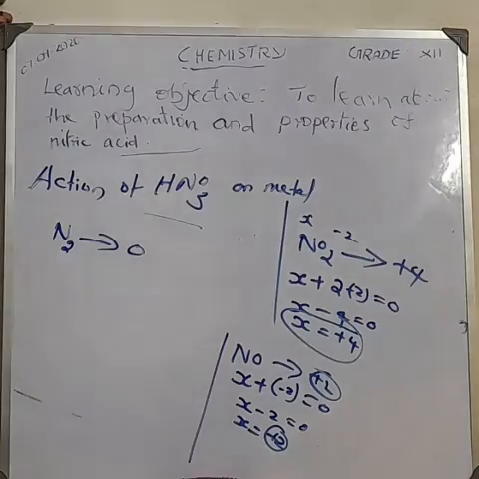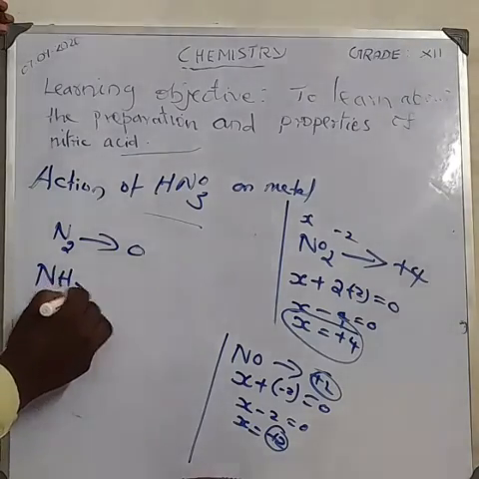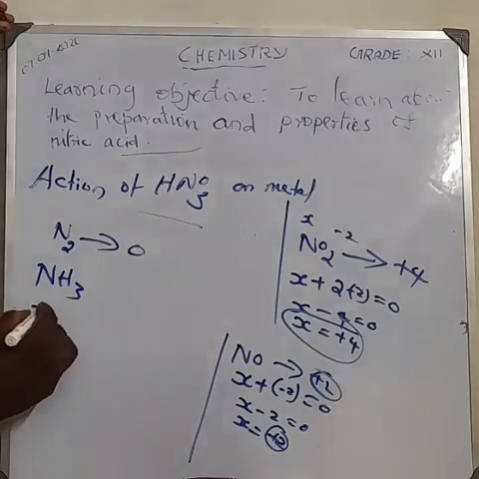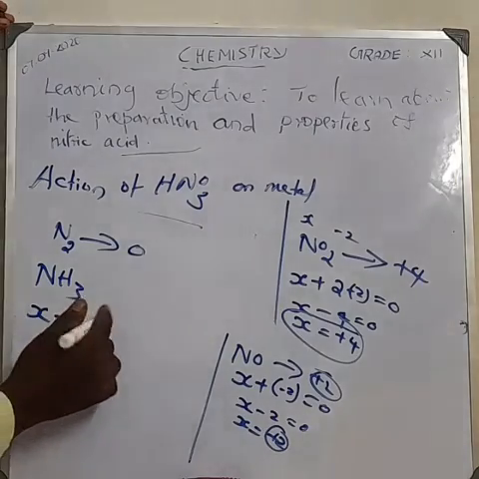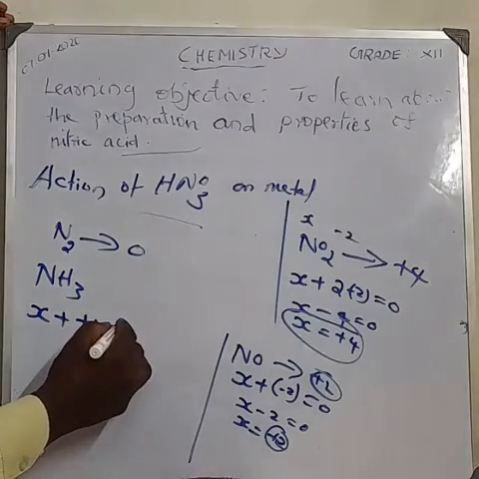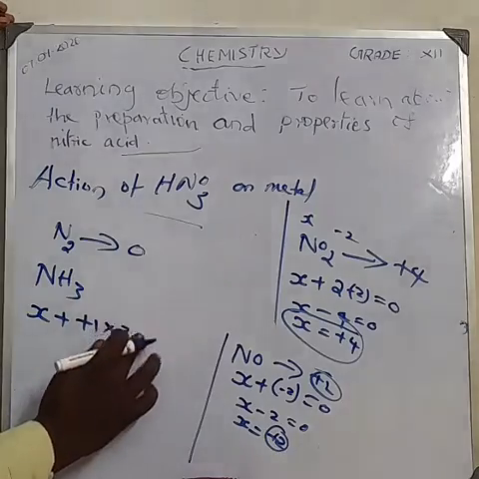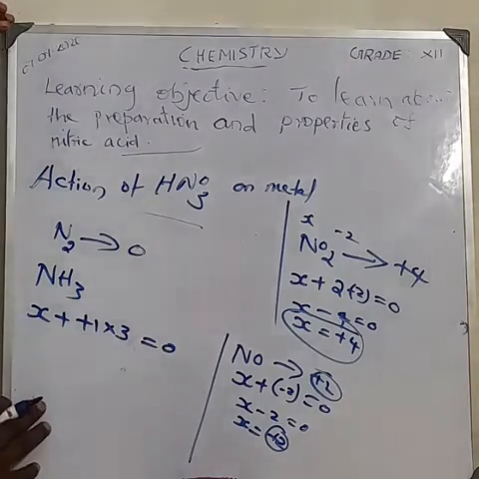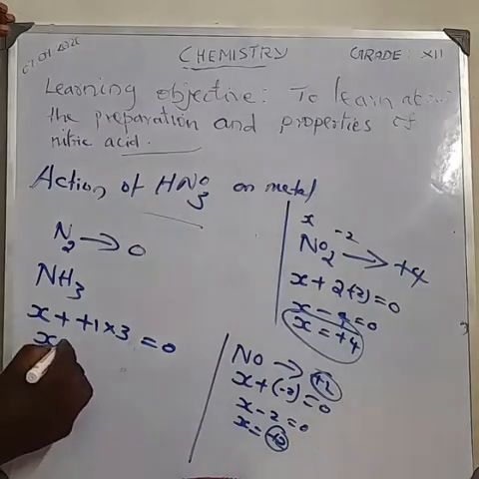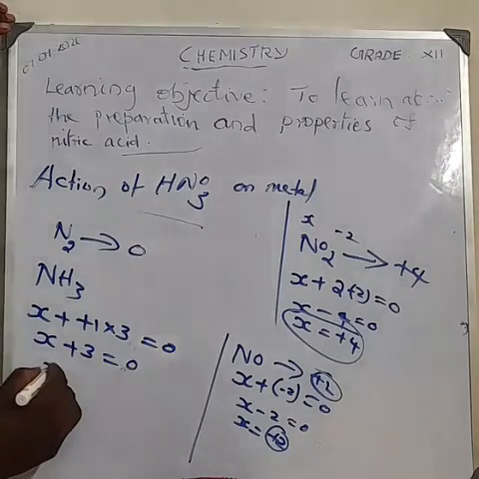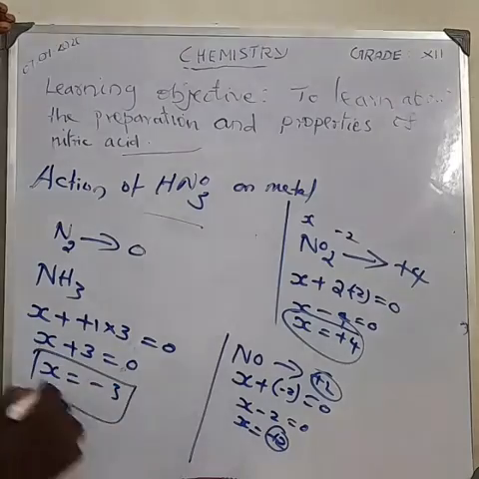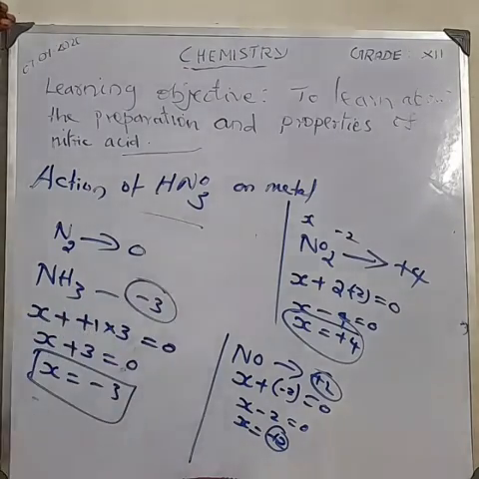What about the oxidation state for ammonia, NH3? How will you write ammonia? Tell me. X plus hydrogen having +1 into 3, equal to 0. Then what's the answer? X plus 3 equals 0, X is equal to minus 3. So ammonia has minus 3. Can you write? Yes or no? In this area many compounds have oxidation states, so you should find out the oxidation state. Okay.